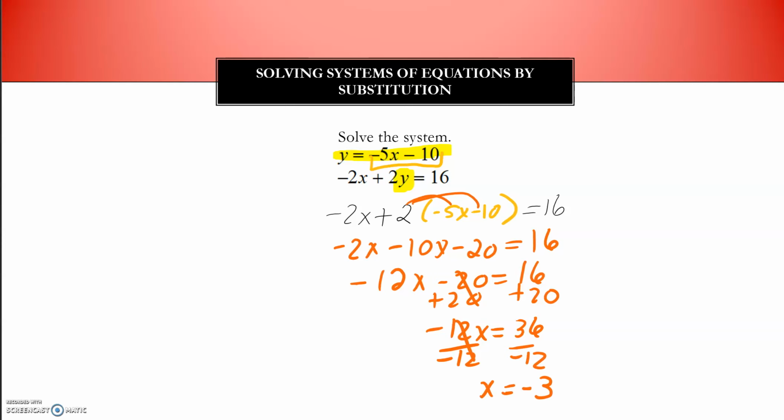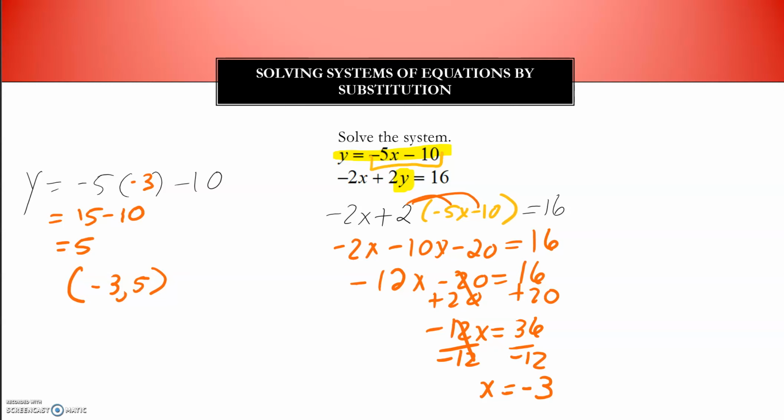Don't stop there. I have to find y. In this case, I would say that it is much easier to go ahead and find y using the first equation because it's already set up to tell you that. Y is equal to whatever happens when negative 5 times x minus 10 happens. And now I know that x is negative 3. And I would get positive 15 minus 10, which is 5. So my answer is (-3, 5).